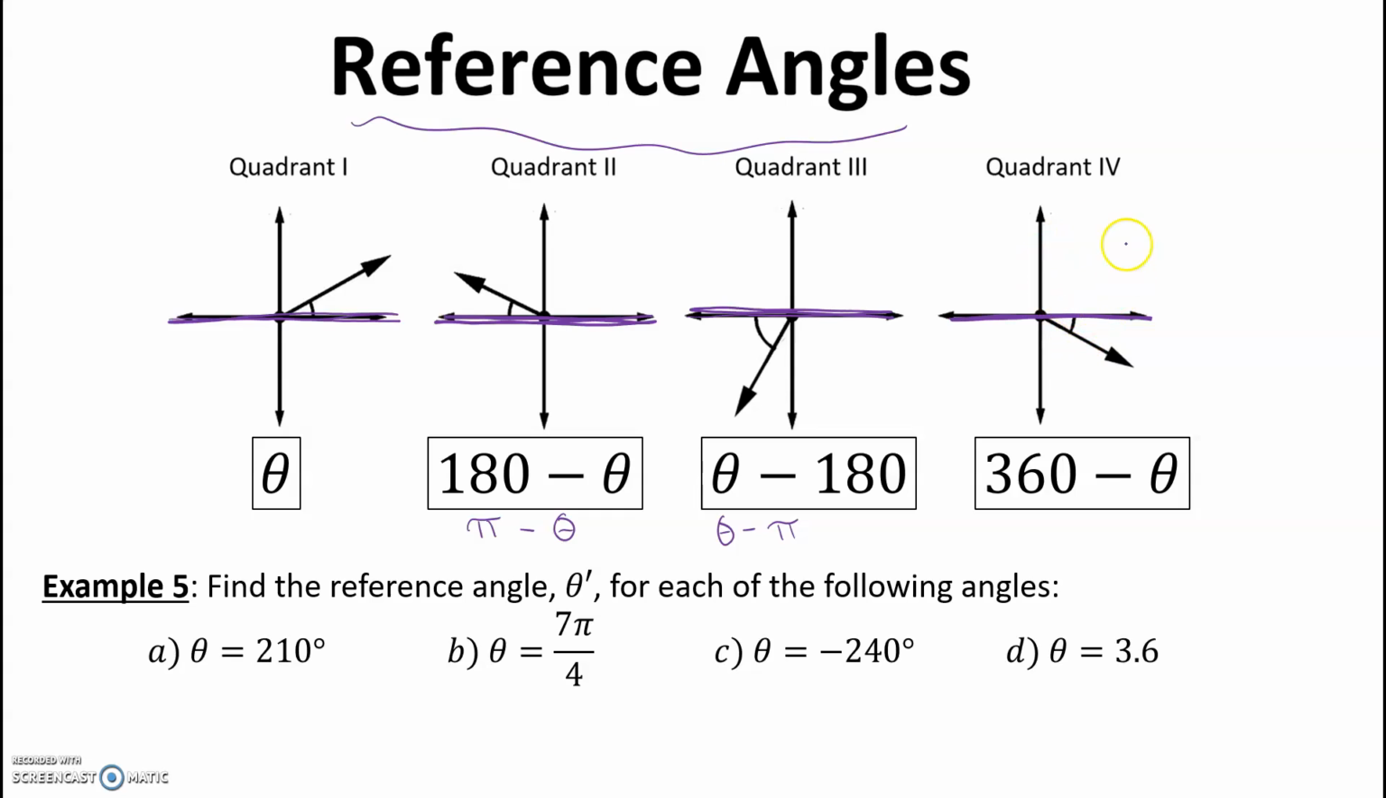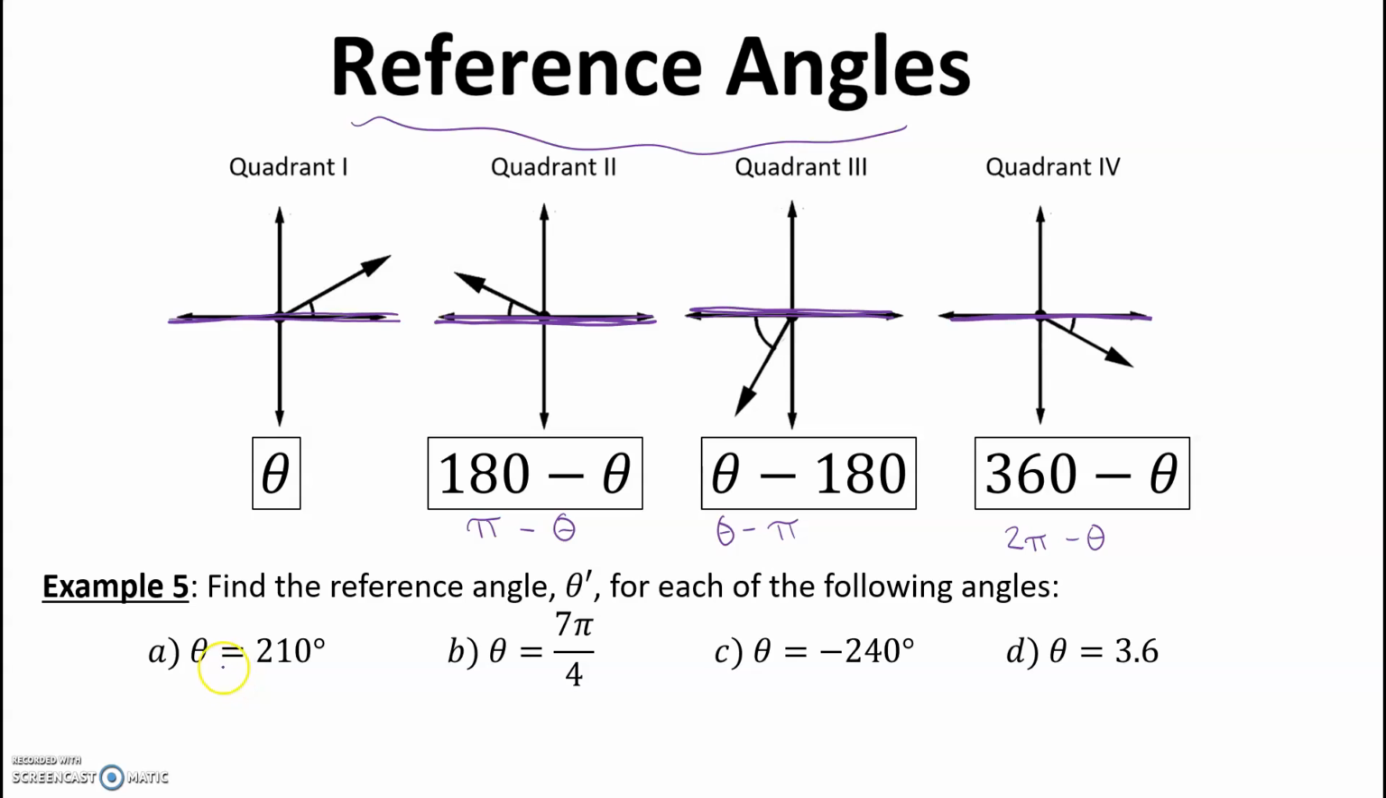So your reference angle should always come back to quadrant one. You're referring back to quadrant one. So again, 360 is 2 pi radians minus your angle. So if you're in degrees, use 360. If you're in radians, use 2 pi. So let's put this to work.